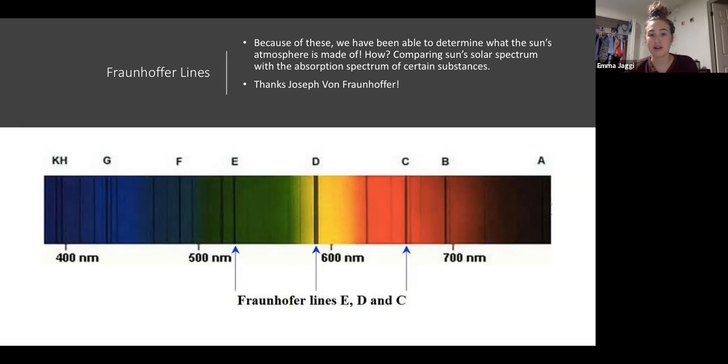I don't know if I mentioned this, but these black lines are absorption. So you can see that there are Fraunhofer lines here, and there are more. Everywhere that it's colored, it's radiating light, and everywhere that it's black, it's absorbing light. So thank you to Joseph von Fraunhofer.